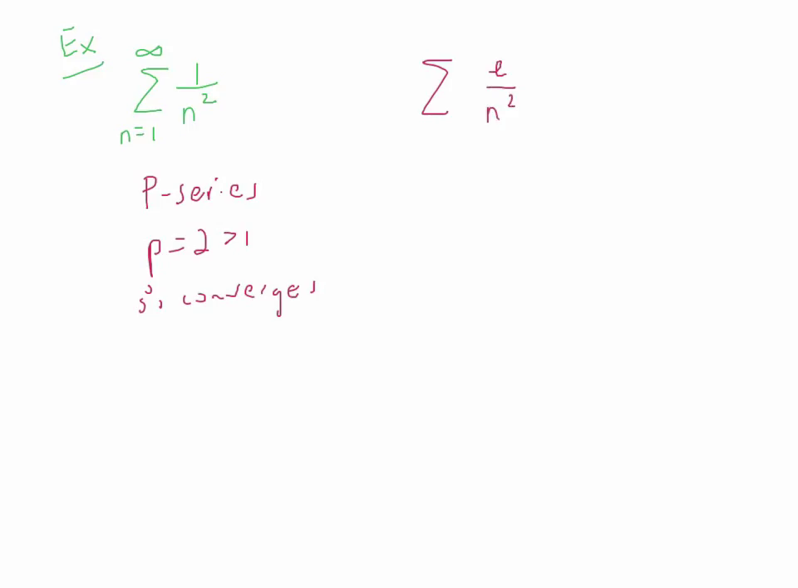well, this resultant series with general term of e over n squared is also going to converge, because we're just essentially multiplying this particular P-series here, which converges, by a constant. And remember, when a series converges, that means it has a sum. And so if you multiply a finite sum by another constant, we should still end up with another finite sum.